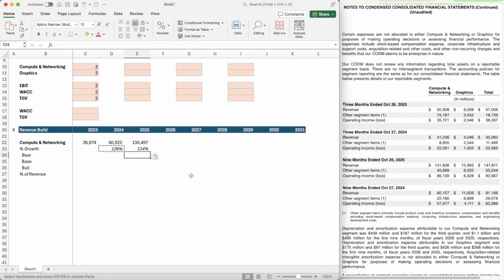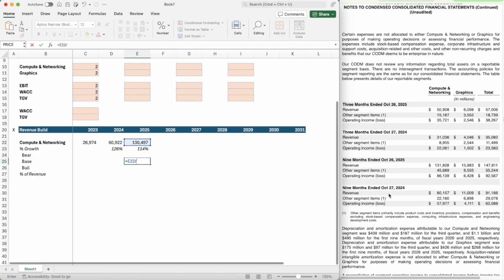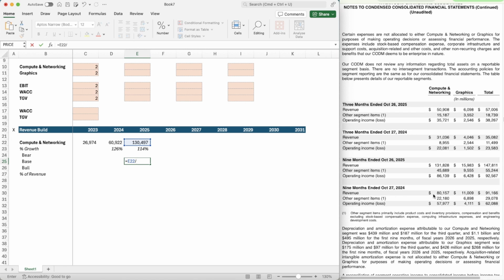So in the first 9 months of, sorry, for the year of 2025, they made 91 billion. So we take this and we divide it by 91,166, and it's 1.43.